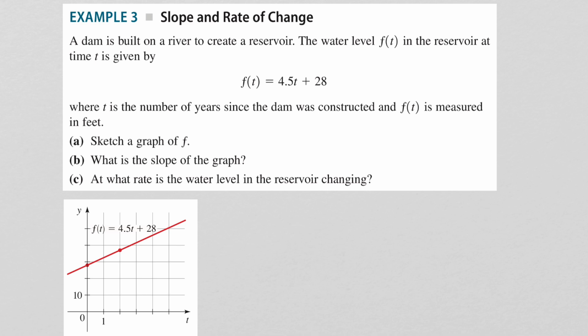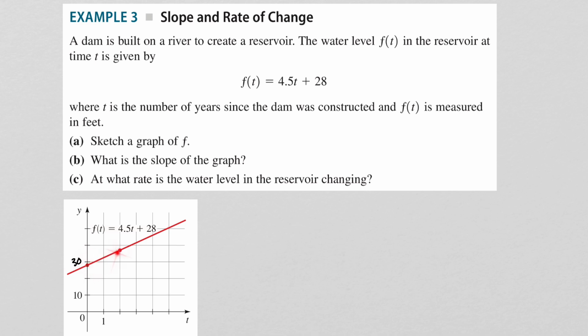The water level, f of t, in the reservoir at time t is given by the function f of t equals 4.5 times t plus 28, where t is the number of years since the dam was constructed, and f of t is measured in feet. So first, we want to just sketch the graph of this function. So again, we know that the y-intercept is 28, and so the y-intercept here is 28. So you can see that that is hitting the y-axis at 28.